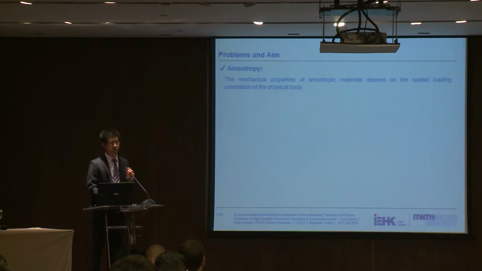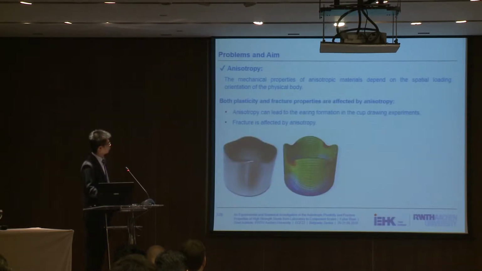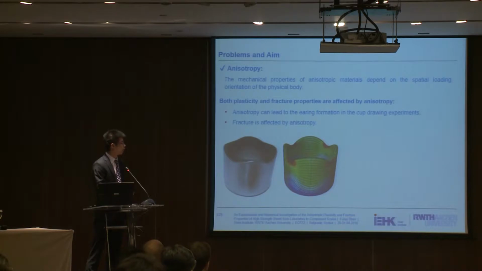Briefly speaking, it describes the phenomenon that when the material is loaded along different directions, it will behave quite differently. One good example to visualize the anisotropy effect is the cup drawing process. For example, due to the existence of anisotropy, there may exist some earing. This is not desirable for industry because it is not only a waste of material, they have to cut this part out, and it also has some risk of failure at those points.